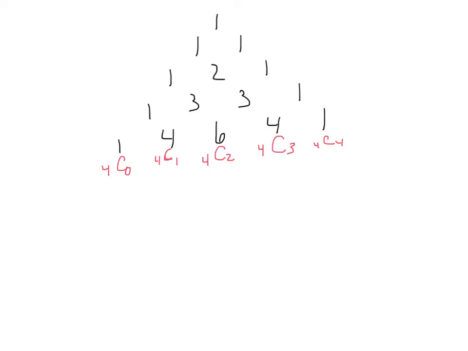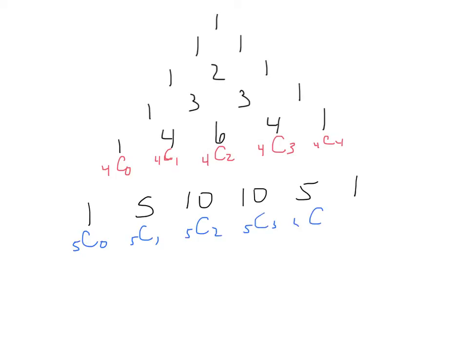So if I wanted to build the next row, again, I could do my adding and say 1, 5, 10, 10, 5, 1, which is great if you have Pascal's triangle started. Or I can look at this as the combination of 5 things 0, combination of 5 things 1, combination of 5 things 2, combination of 5 things 3, combination of 5 things 4, and the combination of 5 things 5.